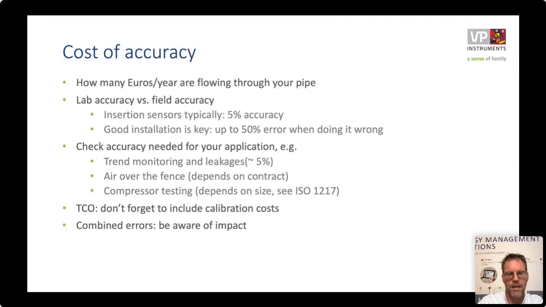Another thing to look at: if you have a very accurate device, you need to recalibrate it. So you should also take that into account when looking at the total cost of ownership. And the other thing, combined errors. Be aware of the impact of insulation, but also the impact of pulsations in the airflow, rapidly changing flows, and temperature sweeps. There can be a lot of things that add additional error to your measurement.